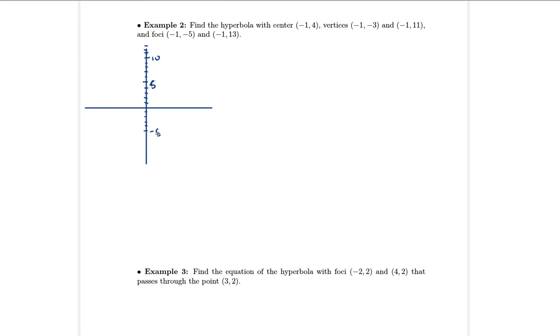And I think that'll cover it, because if I put x equals -1 right there, all the points are on x equals -1. So I have a center at (-1, 4). So that puts me right there. I have vertices at (-1, -3). That puts me there. And at (-1, 11), that puts me there. And then foci at (-1, -5) and (-1, 13).